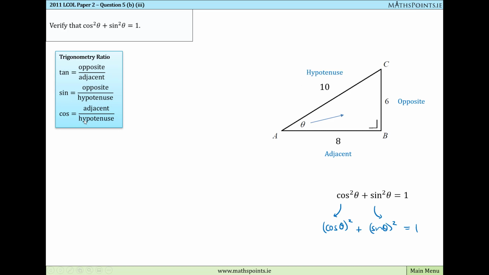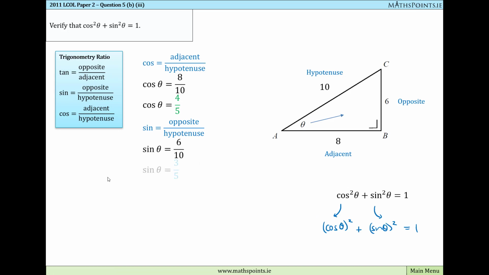We're interested in the cos theta first of all, so cos is equal to the adjacent side over the hypotenuse. The adjacent side is 8 and the hypotenuse is 10, and so cos theta equals 8 over 10. We can simplify that to be cos theta equals 4 over 5. The sine ratio then is the opposite side over the hypotenuse. The opposite side is 6 and the hypotenuse is 10, and so sine theta is equal to 6 over 10. This can be simplified to sine theta equals 3 over 5.